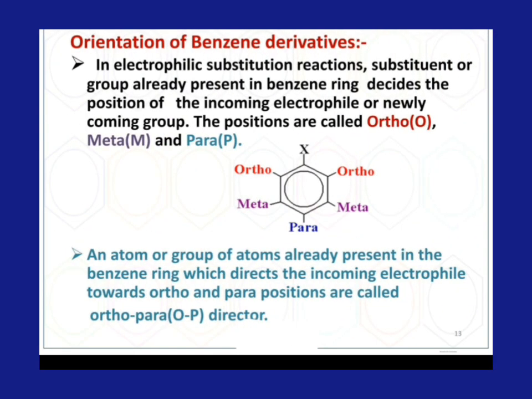Orientation of benzene derivatives. Here there are three positions, we know: ortho, meta and para. Here we read the position of the article: ortho is o, meta is m, and para is p.